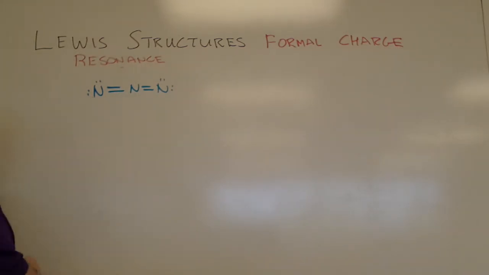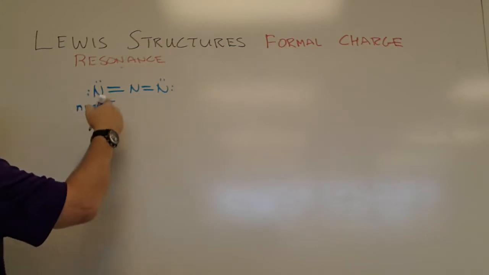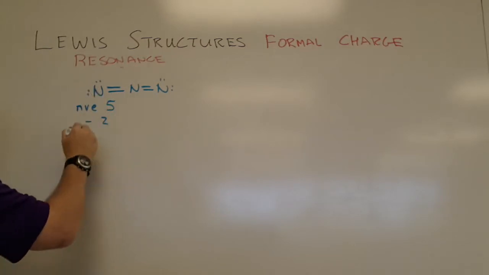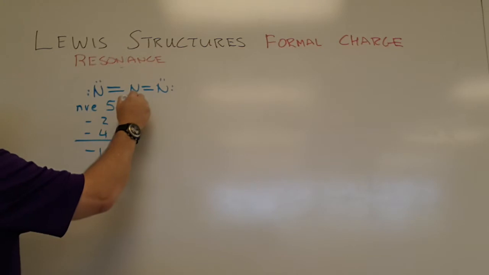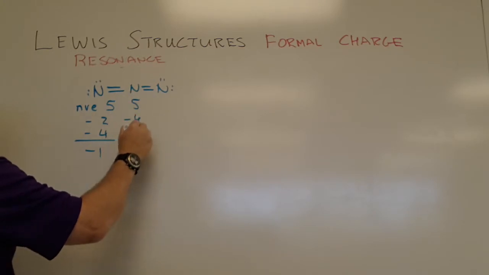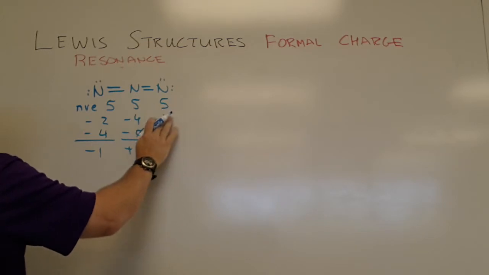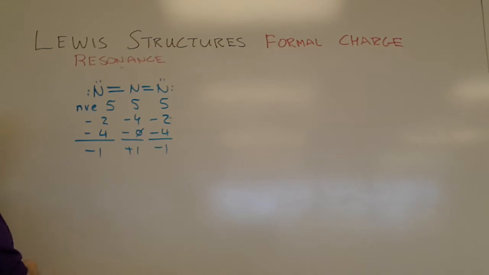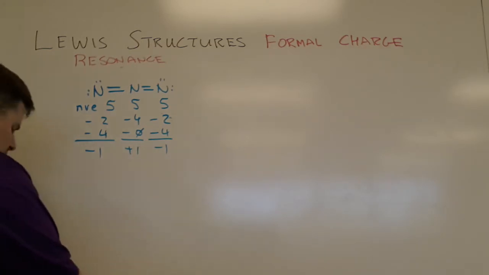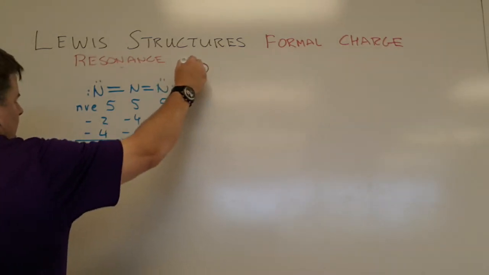This nitrogen, normal valence electrons is 5. And I've got 2 bonds, and I've got 4 lone pairs. So this nitrogen is a -1. This guy is a +1, and this guy over here, yeah, you guessed it, if I write it correctly, is a -1. So our overall charges are -1, +1, -1. So the overall charge on azide is going to be -1.